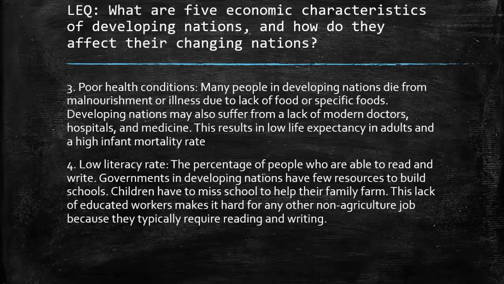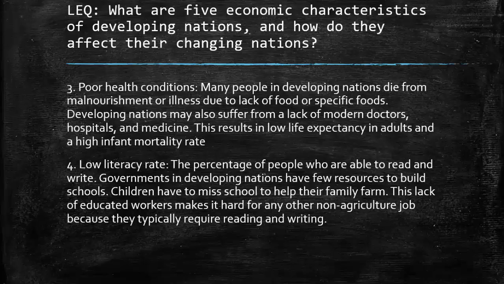People die from malnourishment. That means not getting the nutrients they need, because they don't have a varied diet. For example, in some developing nations in Southeast Asia, their diet consists primarily of rice, and just rice, and more rice, and some more rice. And that obviously leaves a lot of other nutrients that are required to live out of their diet. There is a lack of modern doctors, hospitals, and medicine. What this results in is low life expectancy.